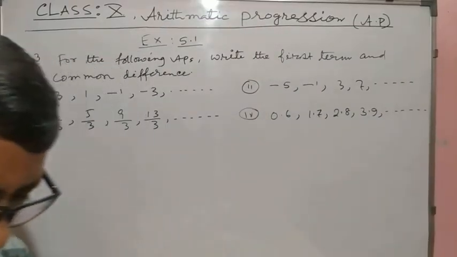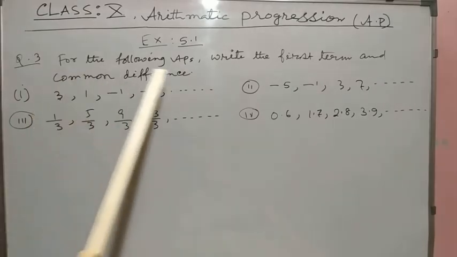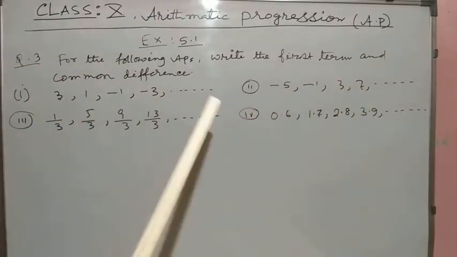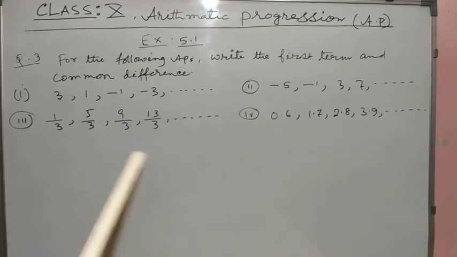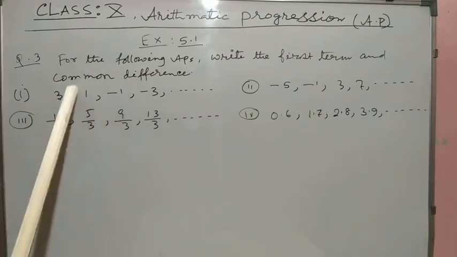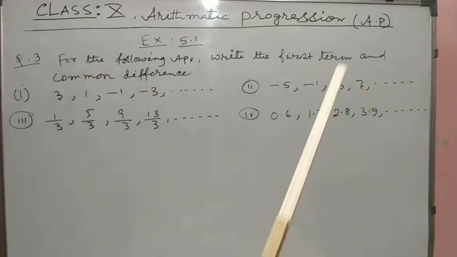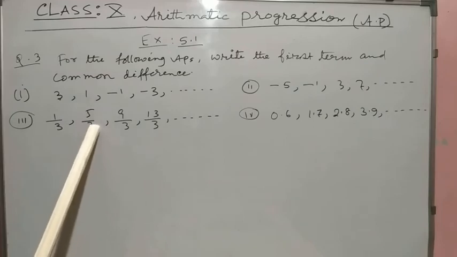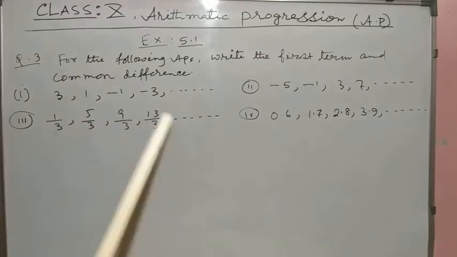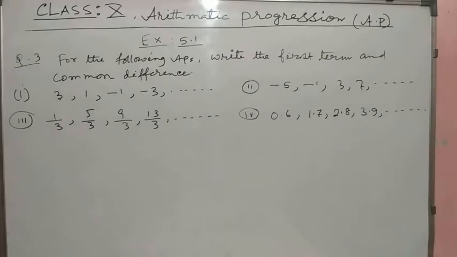So you see here, given, for the following APs, write the first term and common difference. 4 APs are here, you see all are in AP. You can check this minus this, this minus this, this minus this, same. Here also this minus this will be same. Here also, second minus first, third minus second, fourth minus third, same. So all these are in AP. So in this AP you have to find out first term and common difference.